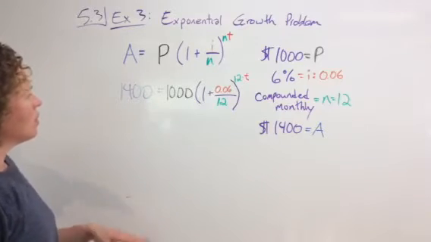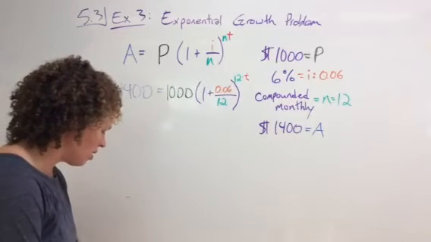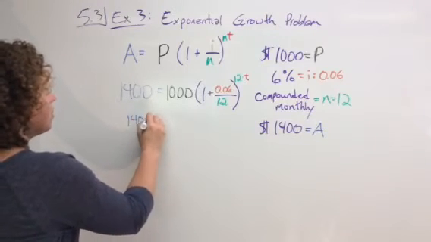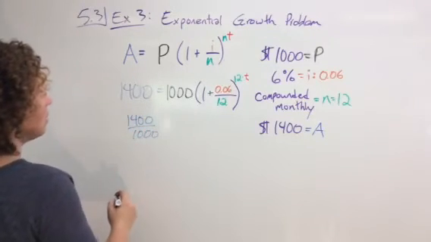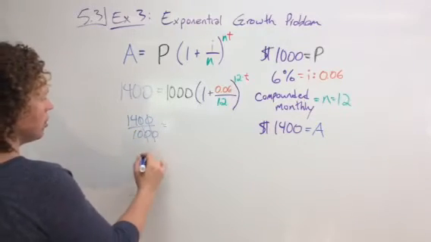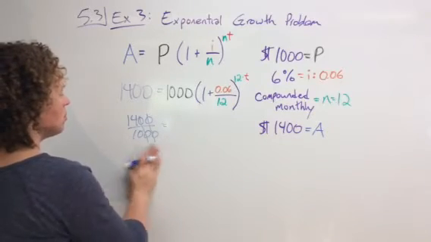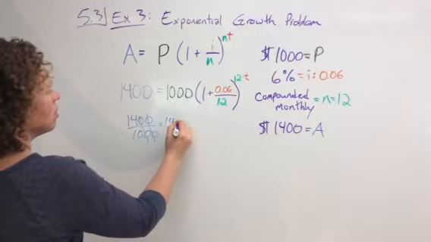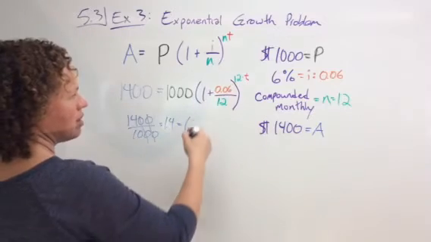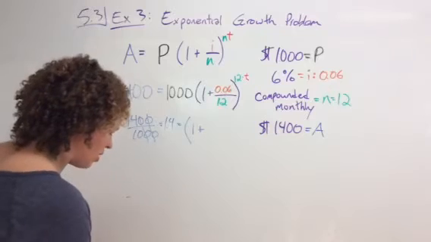So first things first, this 1000 is outside this mucky set of brackets, so we're going to take it over here. I've got 1400 divided by 1000, which just gets me, these guys cancel out, 1.4. So then this is all still in brackets because it's raised to that. This is going to be 1 plus 0.06 divided by 12.